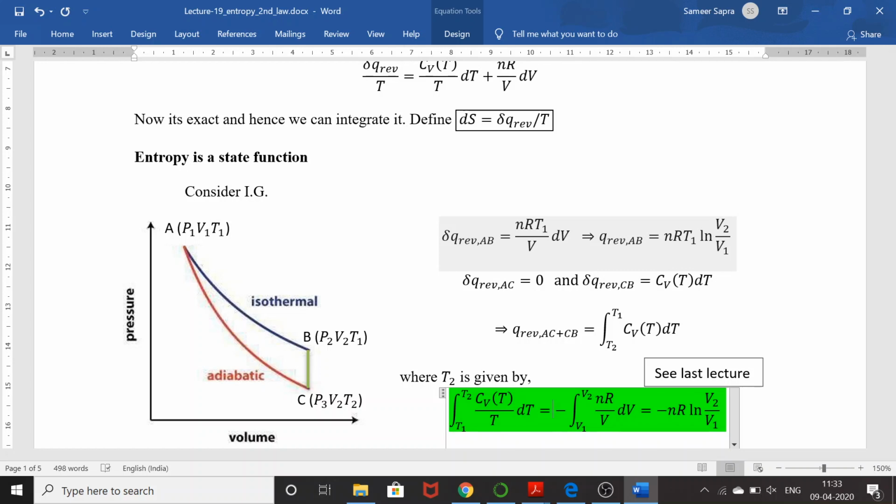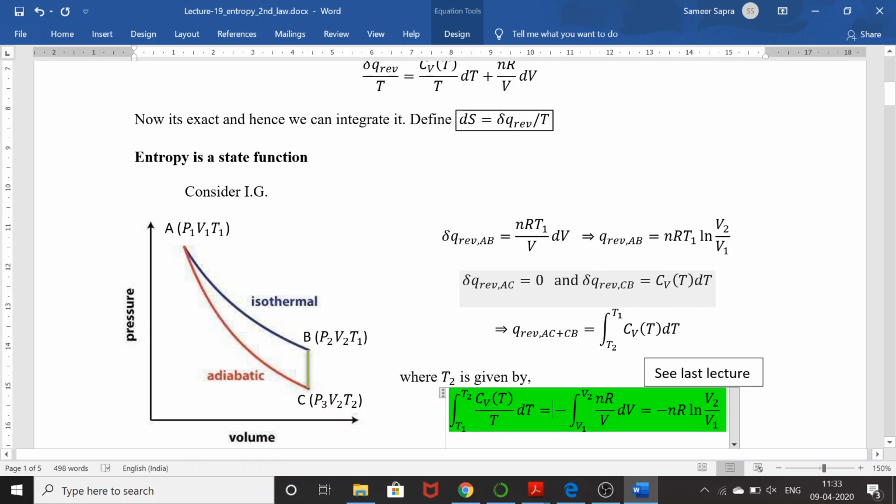In the adiabatic case, there's no exchange of heat, reversible or irreversible, whatever it is. So it comes out to be 0. And for the isochoric case, delta Q is equal to dU, which comes out to be Cv times dT. So the total Q reversible from A to C and C to B, added up together, is the integral from T2 to T1 of Cv dT. We can integrate this because this is dU, and Q is nothing but the change in internal energy going from C to B, so I can do that integration.